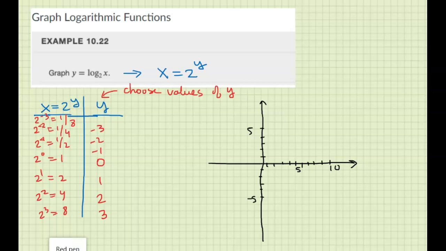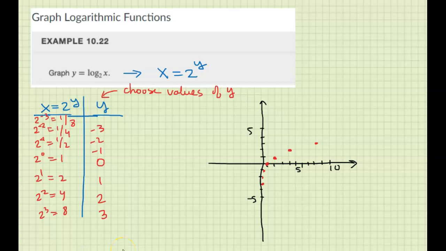Alright, so let's see what happens. These are our coordinate points. x is 1/8, y is negative 3. So 1/8 is really close to 0, and then y is negative 3. x is 1/4, and y is negative 2. So we're here somewhere. x is 1/2, y is negative 1. x is 1, y is 0. x is 2, y is 1. x is 4, y is 2. And x is 8, y is 3.